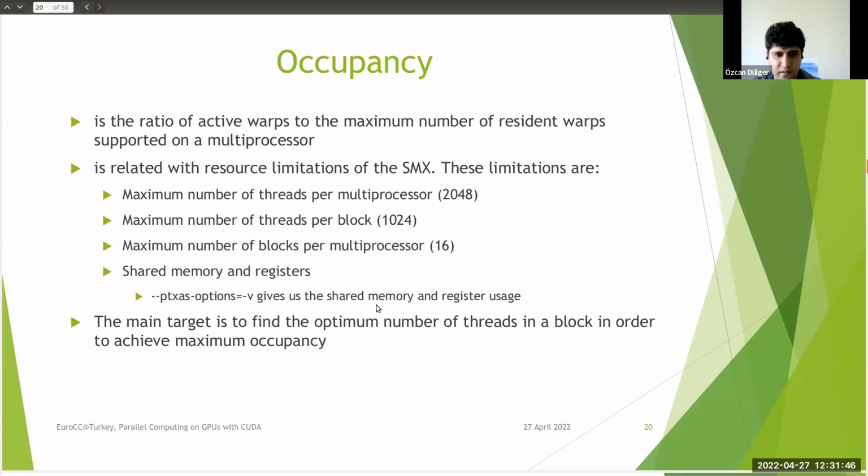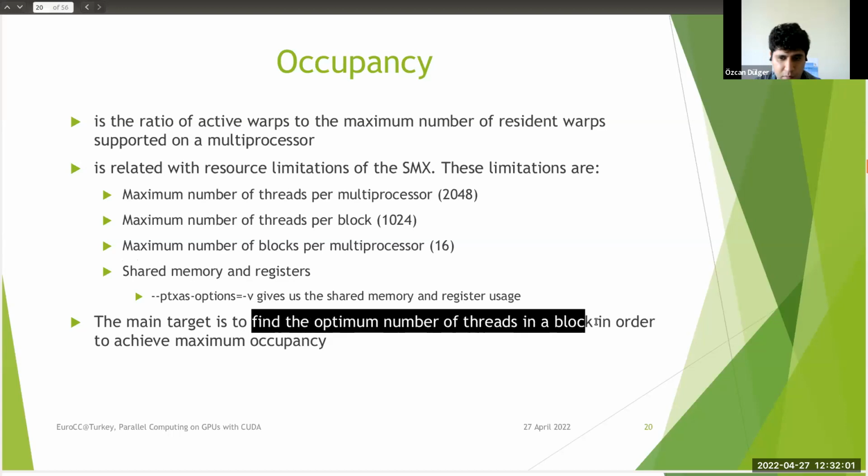So the main target in occupancy is to find the optimum number of threads in a block in order to achieve maximum occupancy. So our target is to find the optimal number of threads in a block. This is the target in occupancy, to achieve maximum occupancy.